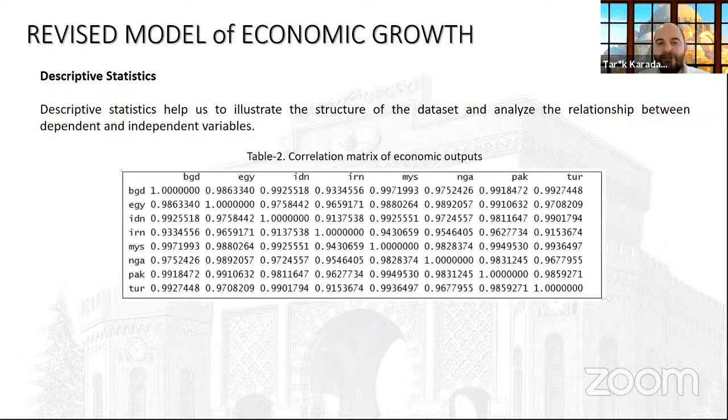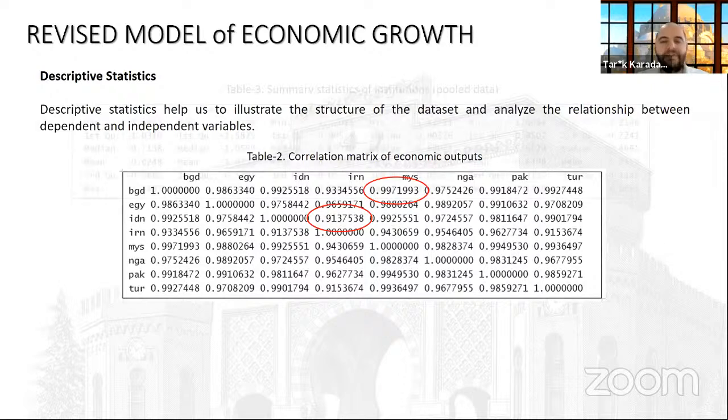This is the correlation matrix of the economic outputs of the countries. They are generally correlated to each other, but the highest correlation is between Bangladesh and Malaysia, and the lowest correlation is between Indonesia and Iran.